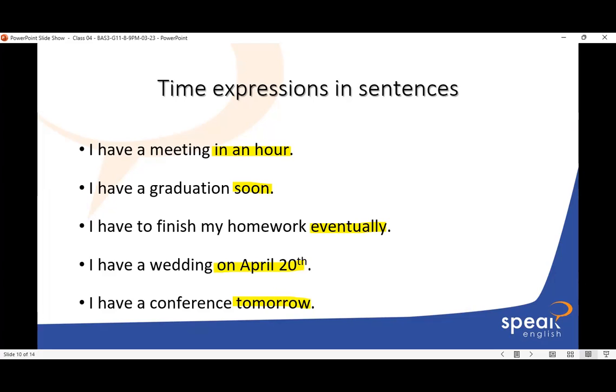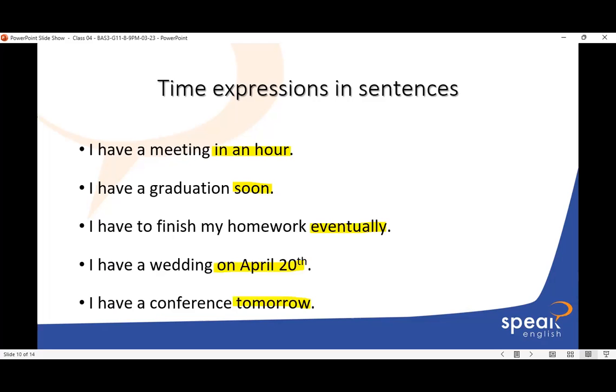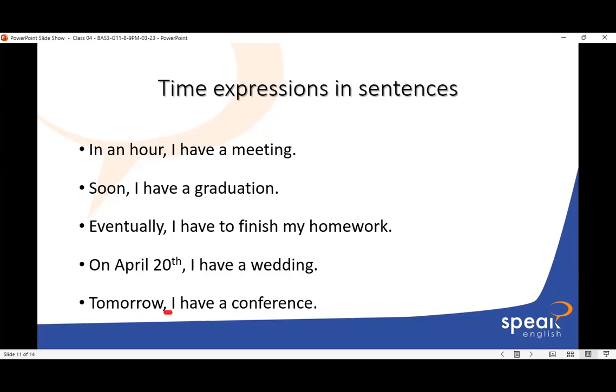But also, I can use them at the beginning. The only difference is if you want to use the time expression at the beginning of the sentence, you need to make sure that you divide it by commas. That is very important in writing. So for example, in this case, it's the same sentence. I have a meeting in an hour. Or I can say, in an hour, I have a meeting. Okay? And as you can see, we have the comma there. That is the important thing, the comma.